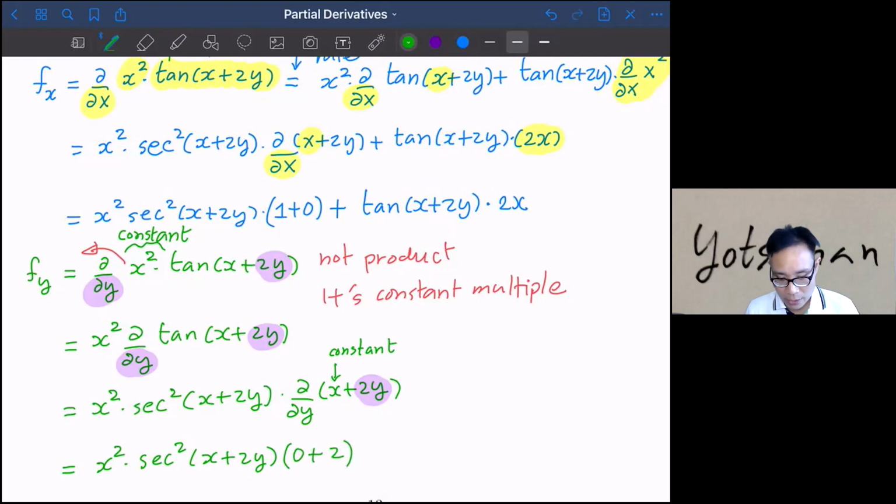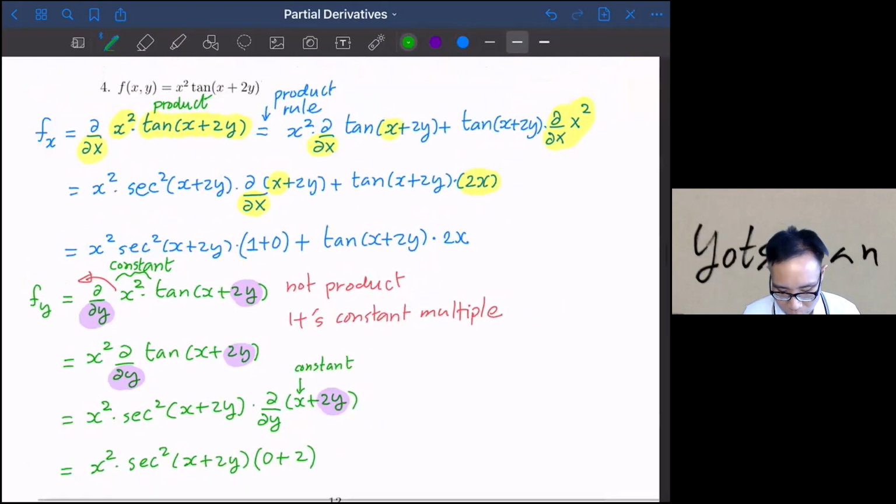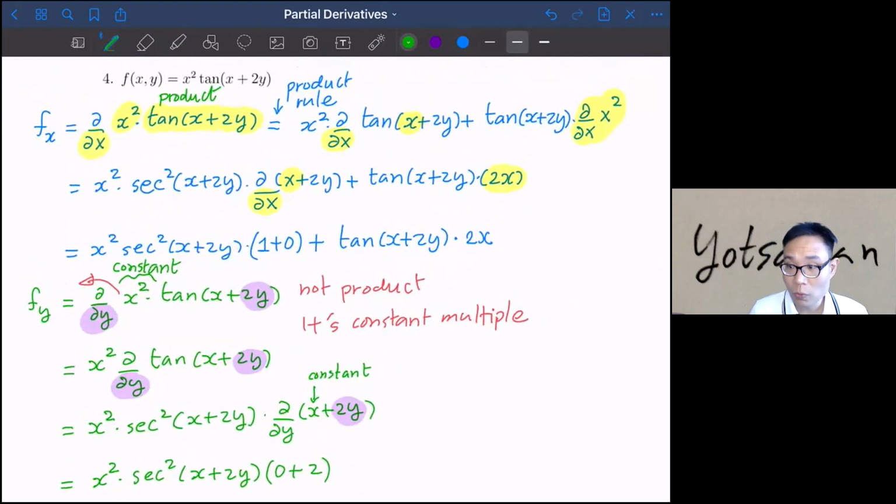Okay, so that's how we have the partial derivative with respect to x and with respect to y. So that is going to be fx and fy.